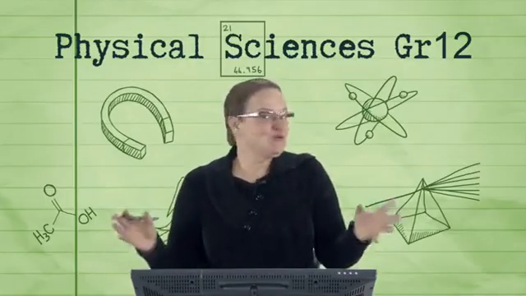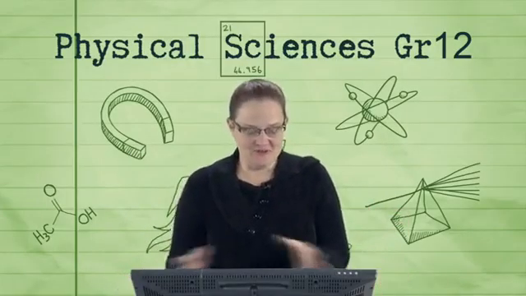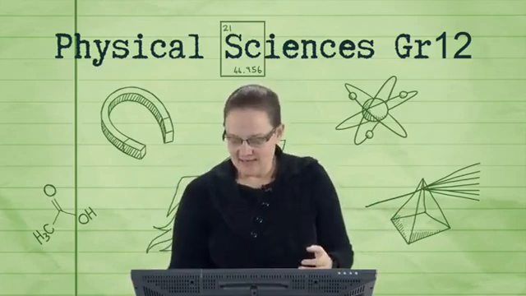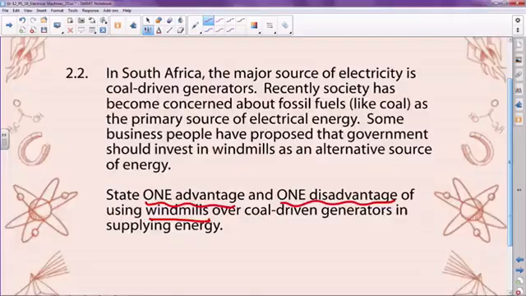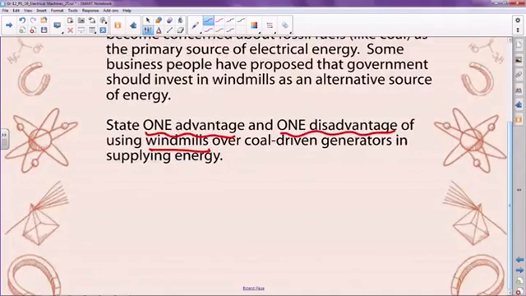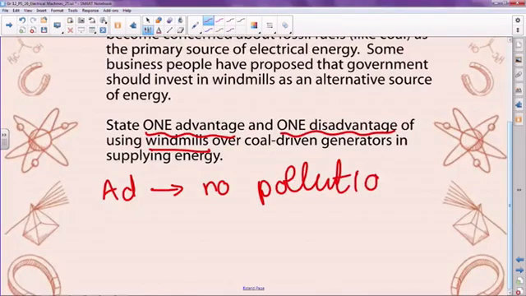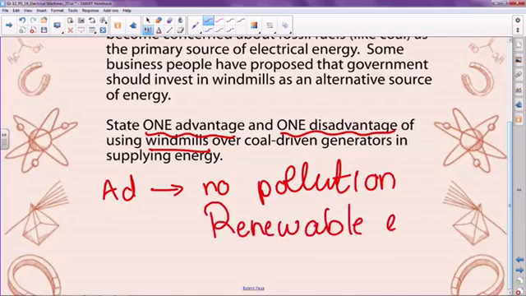So, you shouldn't have struggled with this one, grade 12s, okay? So things like, what are the advantages of windmills? Well, they don't create pollution. So advantage, no pollution as such, okay? So there's no pollution. Another advantage is that they use a renewable energy, okay? But the pollution's a good one because the environment's a big thing.